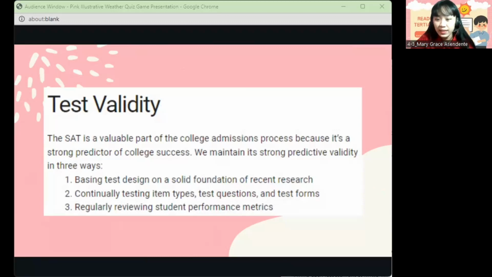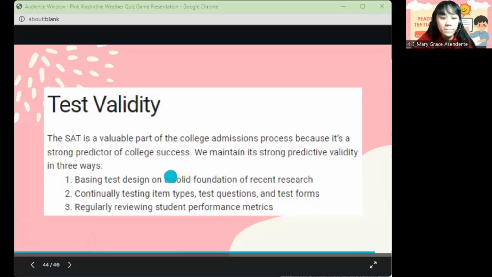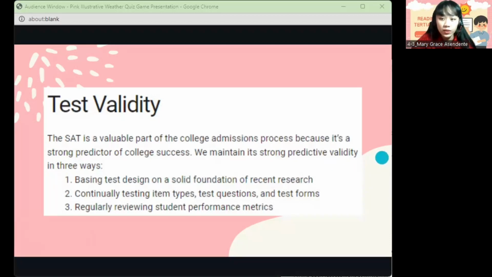Furthermore, this reading assessment activity possessed two characteristics of a good test, namely validity and reliability. According to College Board, they maintain the SAT's strong predictive college success validity through the three following ways. First, basing test design on a solid foundation of research. Second, continually testing item types, test questions, and test forms. Third, regularly reviewing student performance metrics.